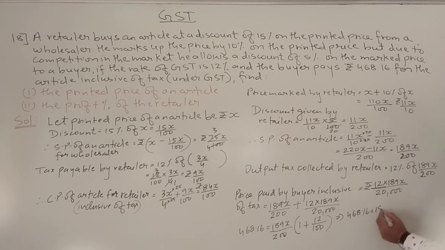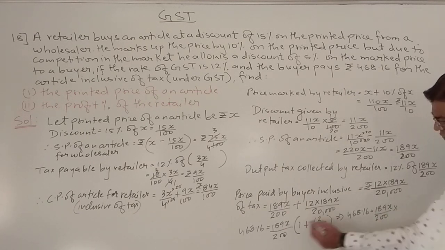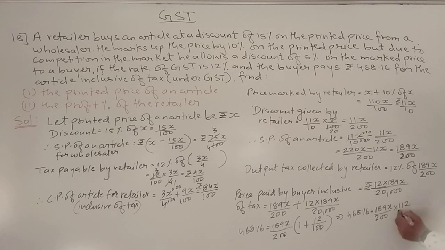468.16 equals 189x upon 200 into 112 upon 100. Okay, now we solve all these. So 468.16 into 200 into 100 upon 112 into 189 is equal to x. Okay, now this decimal will be removed, so upon 100 will come.